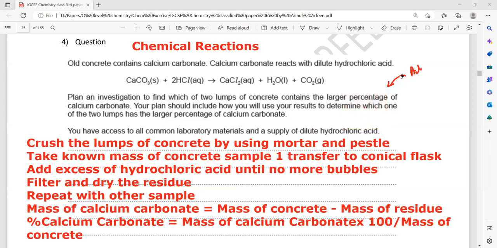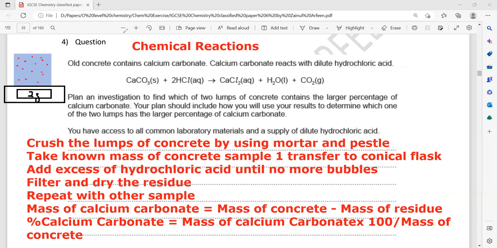So when we did this experiment, how is it done? Say you have a sample of concrete, okay? So this is a sample of concrete. And the dots are representing the calcium carbonate in the concrete. First, we measure the mass of the concrete. Any mass, for example, say this is 2 grams.